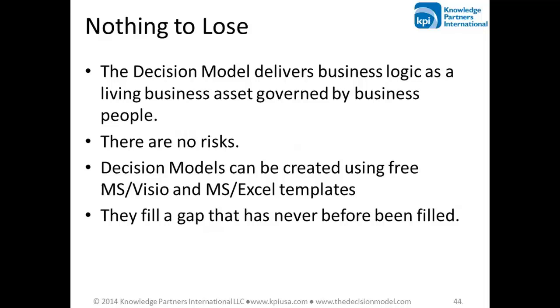So at this point, you might want to indicate to your audience in your words that there's really not much to lose to try it. The decision model delivers business logic and rules as a living business asset governed by business people. It replaces current business rules approaches. There are no risks. You don't have to buy new software if you just want to try it with our Excel and Visio templates that are free from our website. And we mentioned that here there are not that many risks. Of course, if you try new software, you'll get some risks in new software, but you get a lot of benefits. And the decision model fills a gap that has never before been filled successfully.